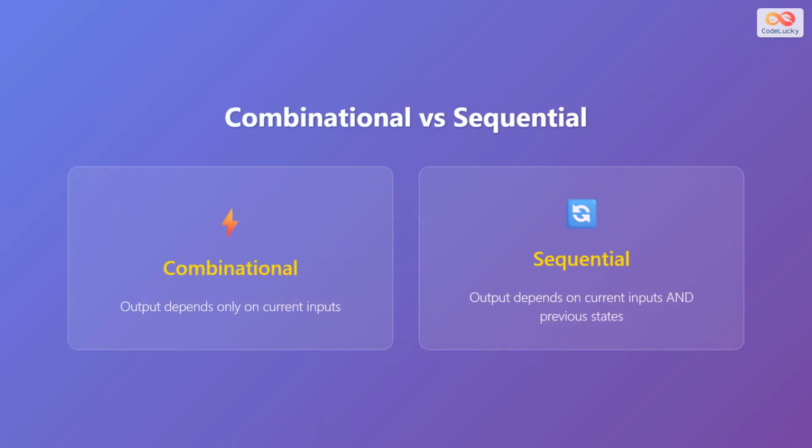Here's a comparison between combinational and sequential logic. In combinational logic, the output depends only on the current inputs. However, in sequential logic, the output depends on the current inputs and also on the previous states of the circuit.